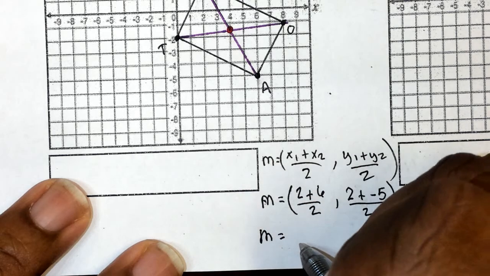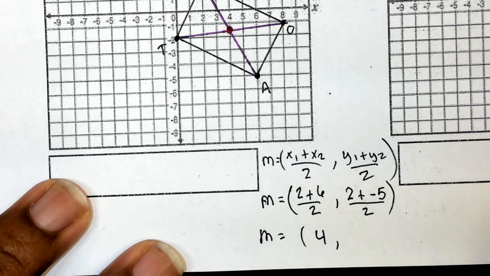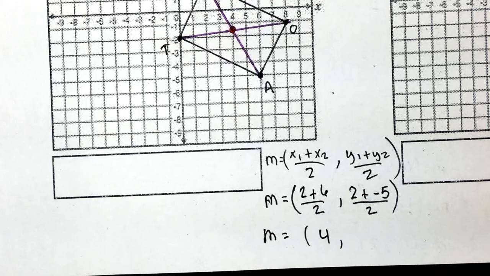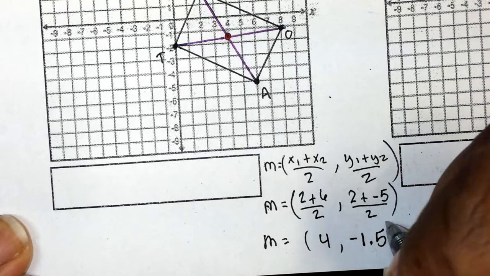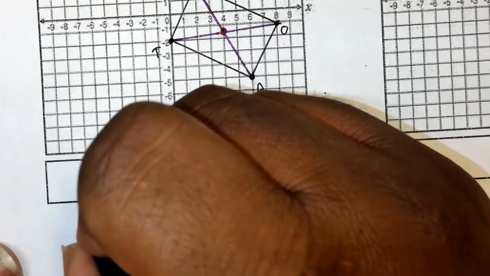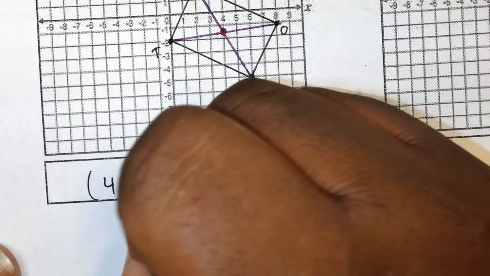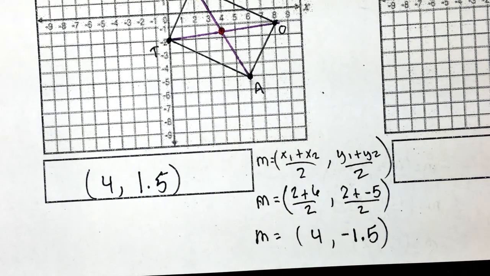2 plus 6 is 8. 8 divided by 2, y'all should all know is 4. And then 2 plus negative 5 is negative 3. Negative 3 divided by 2 is negative 1.5. So me and Zach were right. We saw it just by drawing it well. If you can't, you can always calculate it. That is the other route you can take. 4, negative 1.5 would be the intersection of those two diagonals on that rectangle.